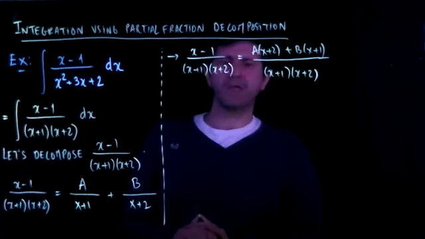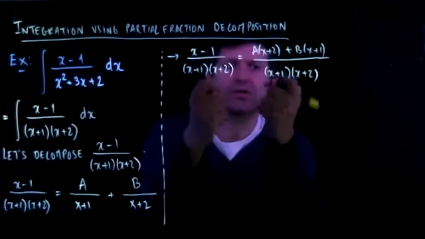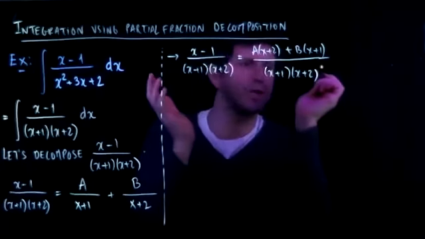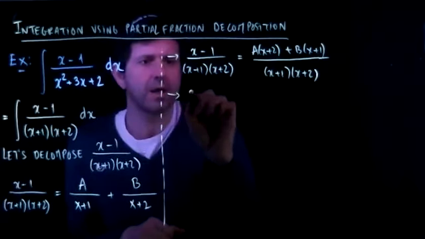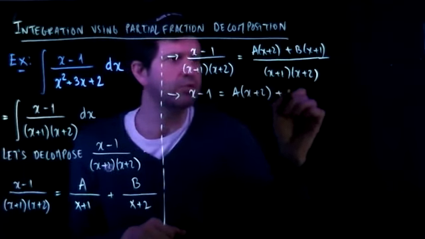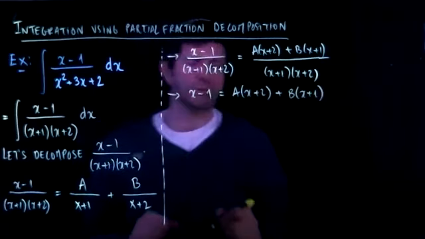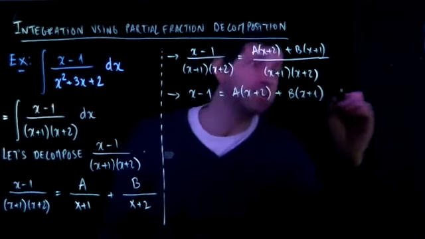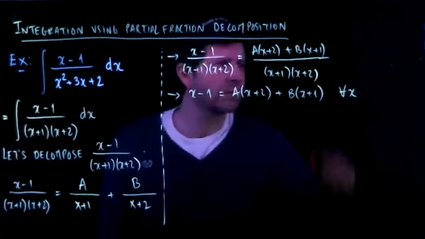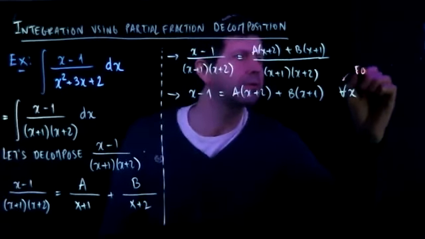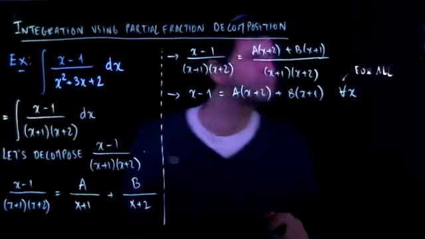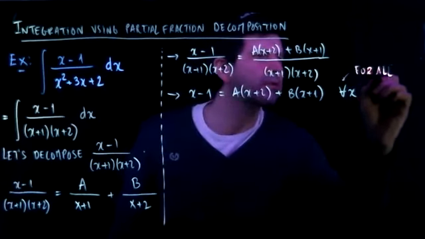Okay. So what do I have here? I have two fractions that have the same denominator now. That means the numerators have to be the same for all values of x. So x minus 1 has to equal A times x plus 2 plus B times x plus 1. And this is for all values of x. This means for all. Listen here very well.